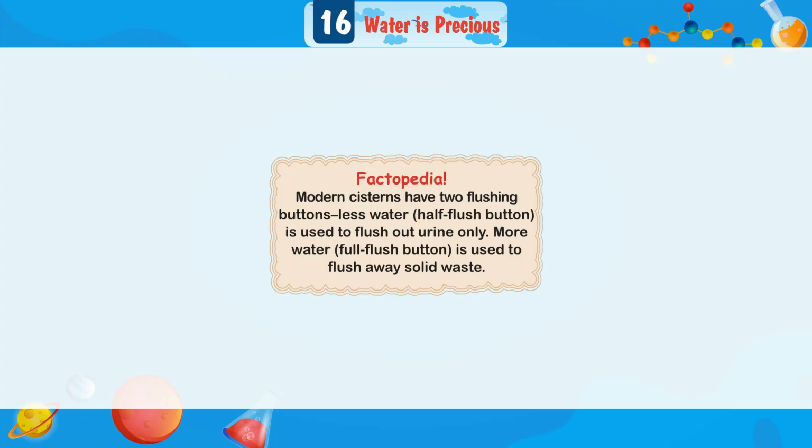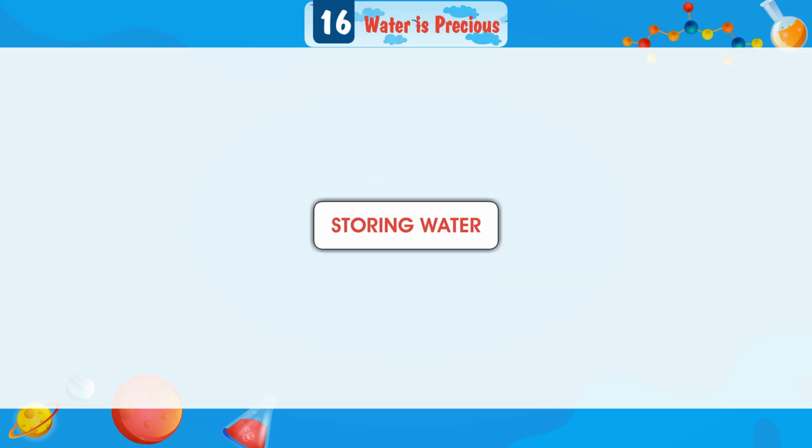Factopedia. Modern cisterns have two flushing buttons. Less water half flush button is used to flush out urine only. More water full flush button is used to flush away solid waste.